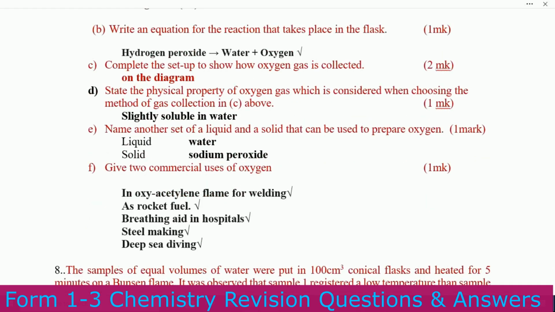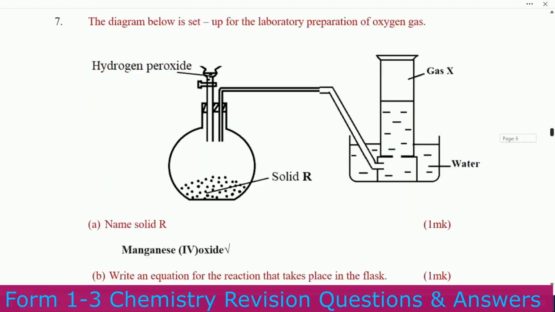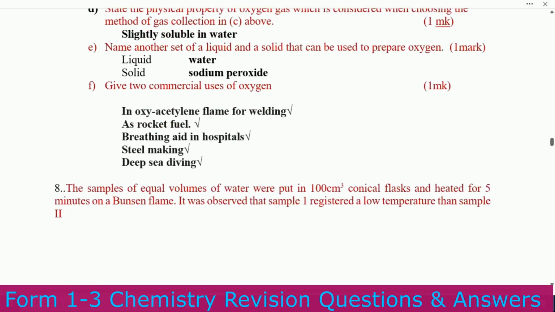Number D, you're told to state the physical properties of oxygen gas which is considered when choosing the method of gas collection above. Why do we use that method? That one, oxygen gas is slightly soluble in water. You are told to name another setup of a liquid and a solid that can be used to prepare oxygen gas. That one is liquid water, and solid it can be sodium peroxide.